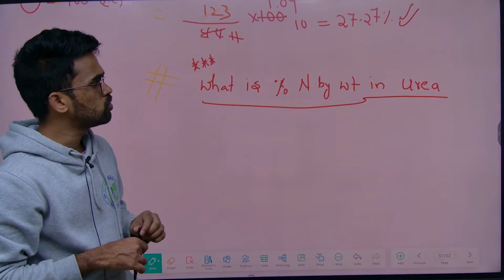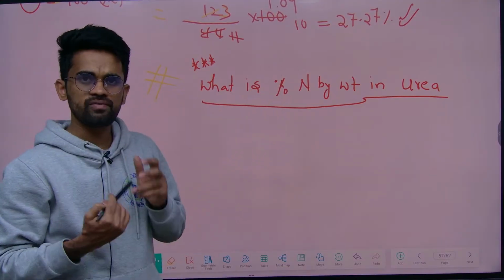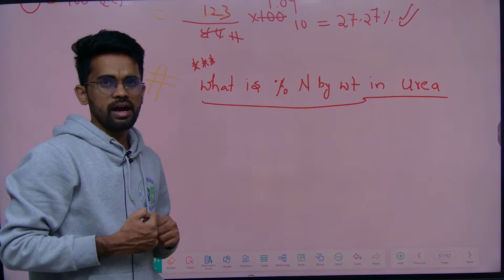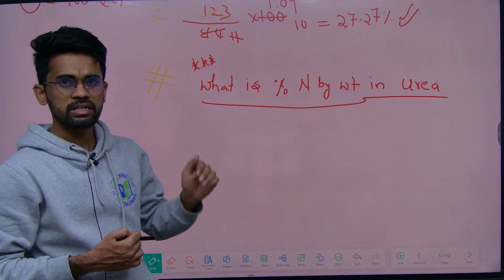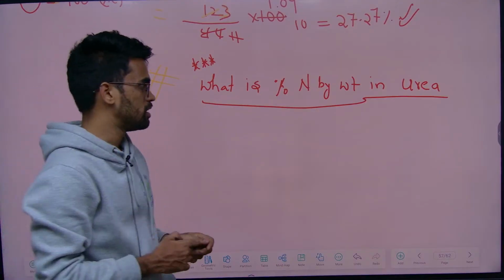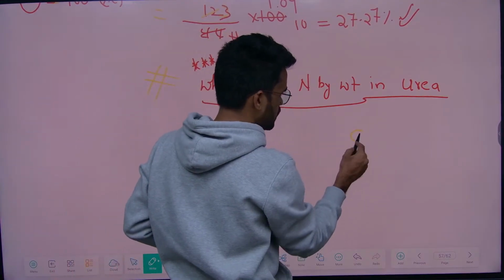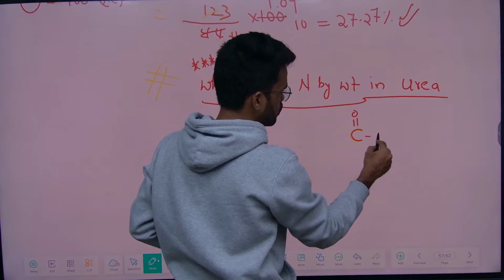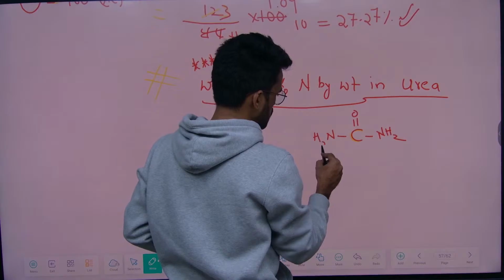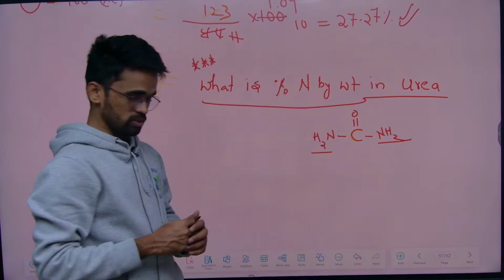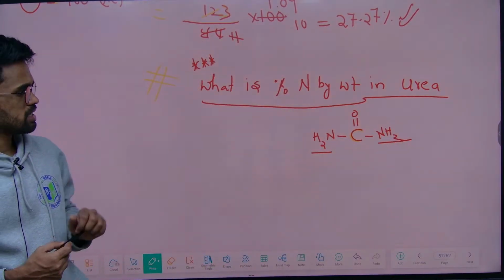Okay, so what to do? First write the urea formula, find its molar mass, and take how many nitrogens are there, that weight you take in the numerator, divide with total weight into 100. So urea formula also I am giving you here, C double bond O NH2 NH2. Remember it like this only, so that you can be familiar with the structure also. Okay, so this is the structure of urea.